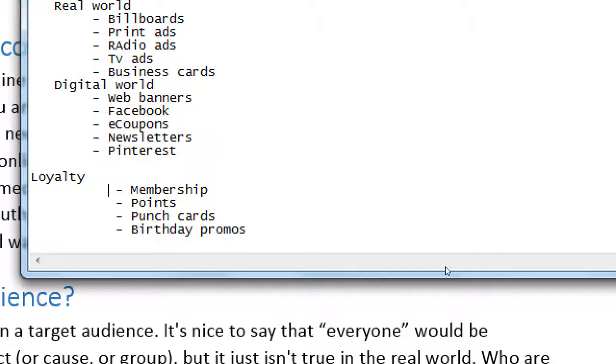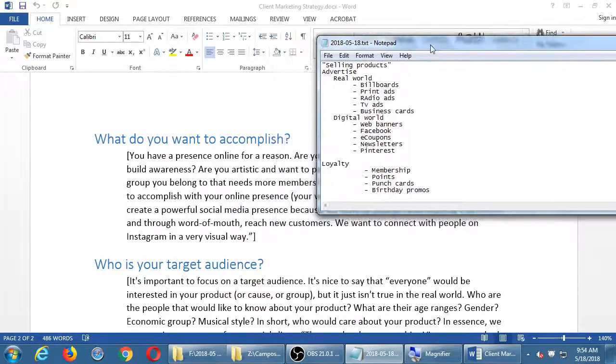So in the digital world, you should also think about engaging in loyalty programs as you might do or should do in the real world. So that's a lot of examples there to think about. What do you want to accomplish?